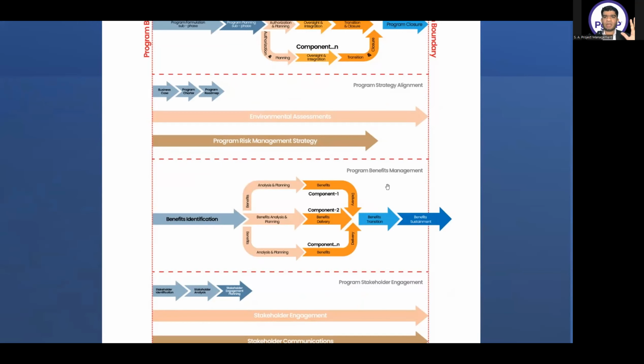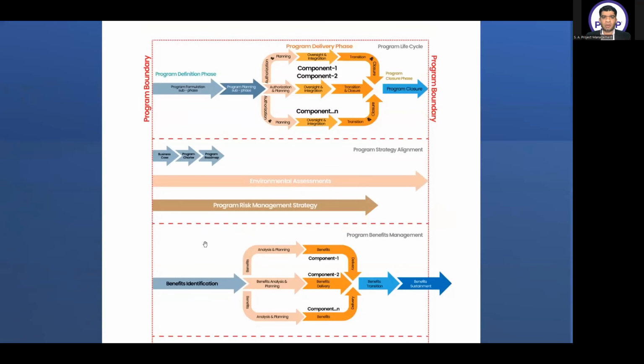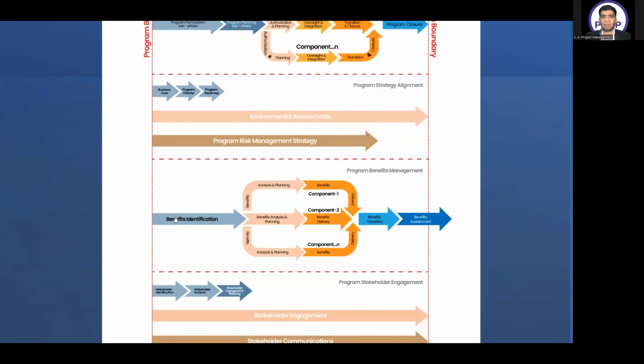Okay. The second domain is program benefits management. Here, the first step that we are making is benefits identification. When I identify the benefits, I will document these benefits. And this will go in which document? Write in the chat box. Once I identify the benefits, where will I write those benefits?